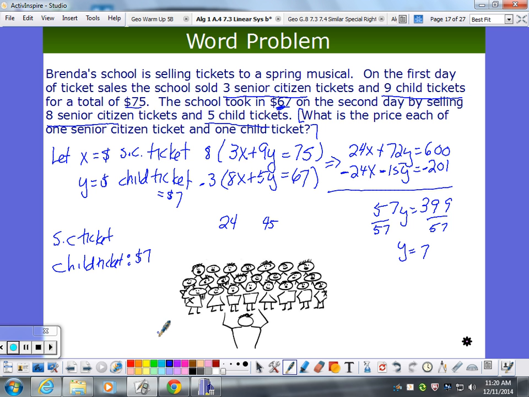Did you draw this link at the bottom? I did not. I'm not that good, which tells you something about my artistic ability. All right, now we go back to one of these. I'm just randomly picking the top one. 3x plus 9y, which I think is 7, should give me 75. So 3x plus 63 should give me 75. So 3x equals, well, subtract the 63s, right? Looks like a 12. So x is 4. Well, what's x? x is my senior citizen ticket, $4.